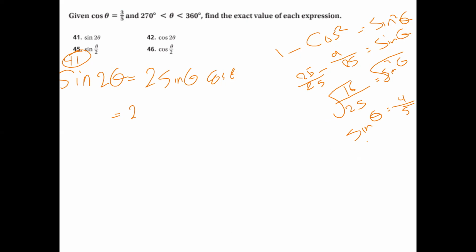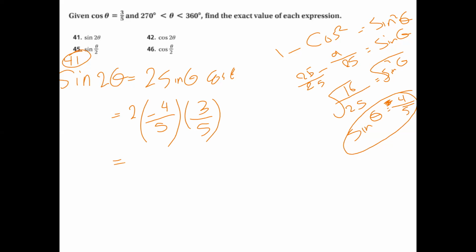Now, this is the sine of theta. Since it is between 270 and 360, I'm talking here about quadrant 4. So the sign here is negative. Okay, so 2 times negative 4 over 5 times 3 over 5, which will be 4 times 3 is 12 times 2 is 24. 24 over 25, but with the negative sign. Okay, now I want to find the cosine of 2 theta.